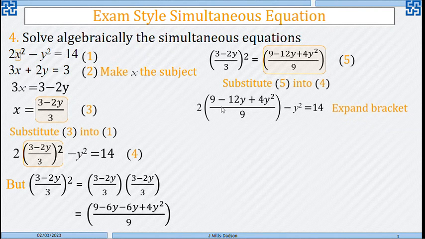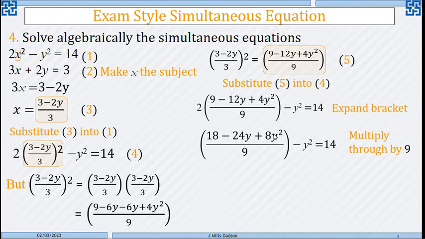I can now expand by multiplying through the numerator by 2. So I'll have this. Then all I need to do is to solve it. Because I have a denominator of 9, I can now multiply through every term by 9. When you multiply by 9, this 9 will be crossed out. You multiply this by 9, you multiply this by 9. So you end up having this expression.